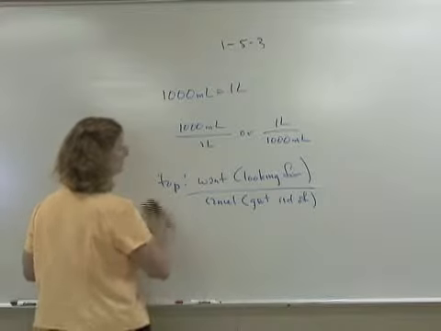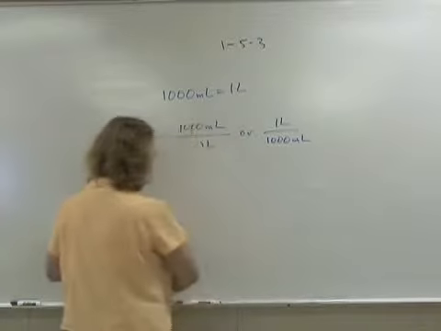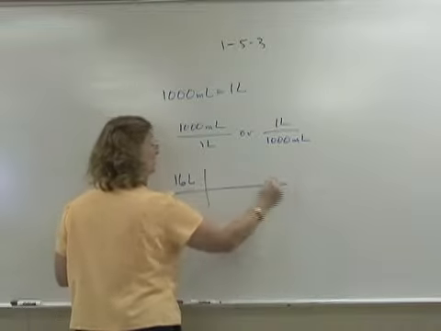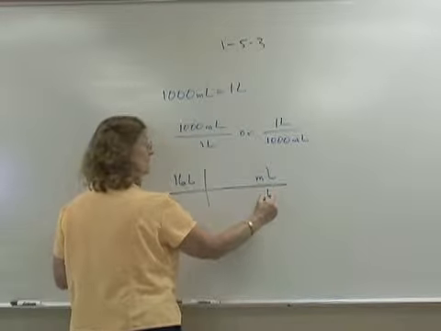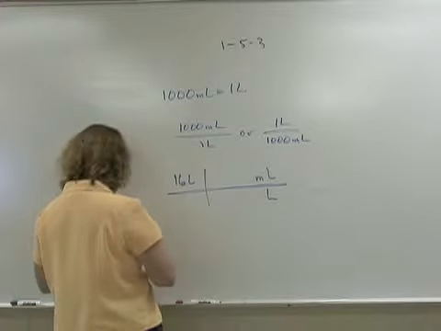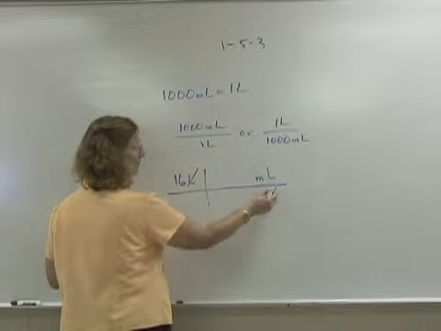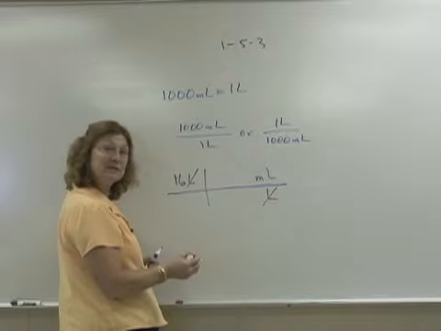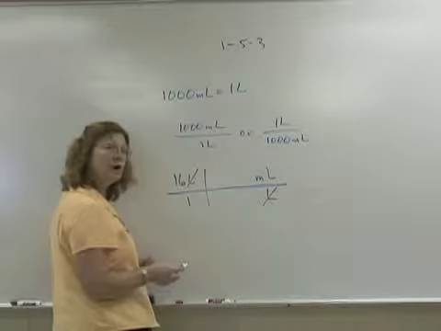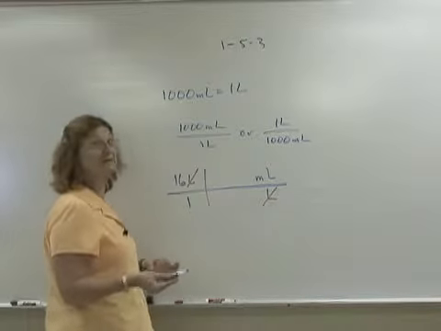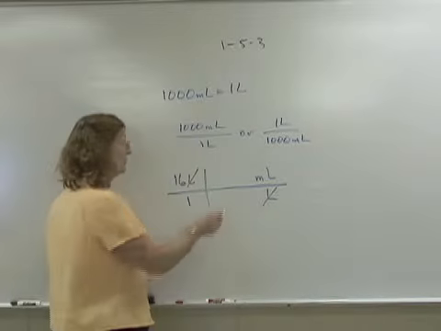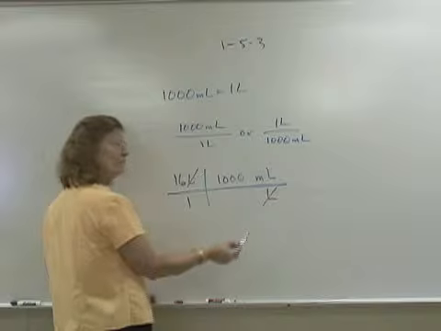So, if I have 16 liters and I want to go to milliliters, liters has to be in the bottom so that the liters will cancel. And I get what I'm looking for, which is milliliters. Every number that I start with, I should always put over 1, because any number over 1 is the same number. And then I have to figure out how many of one to the other. Well, there are 1,000 milliliters in 1 liter.